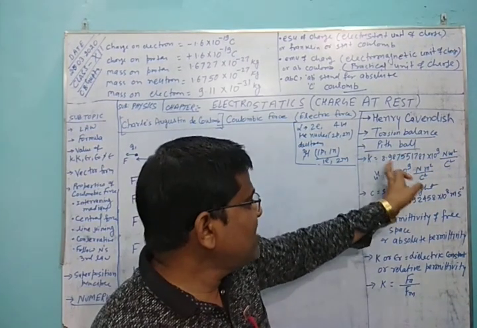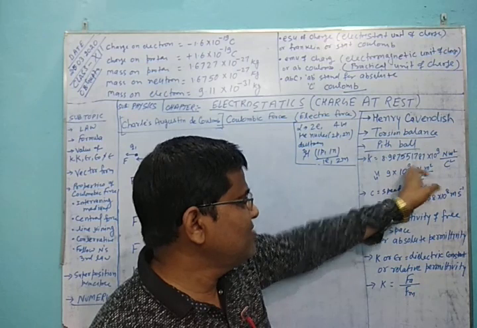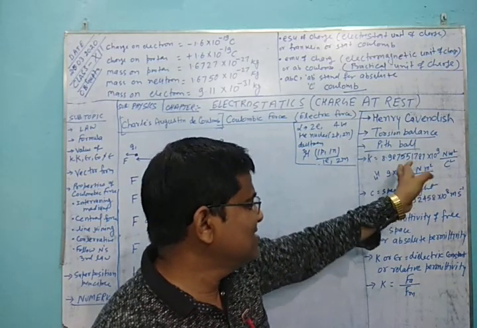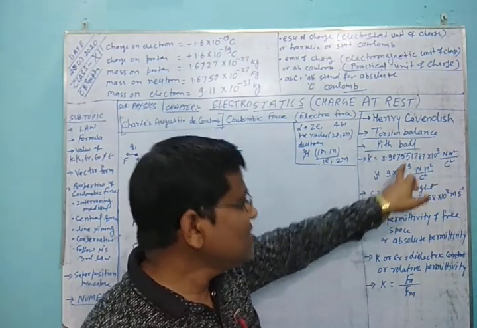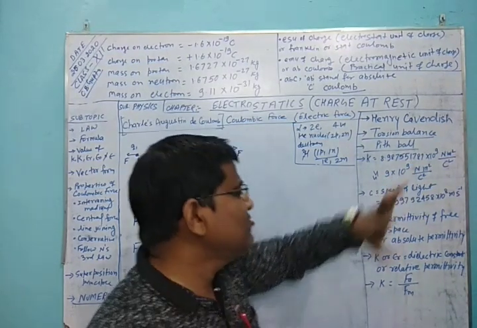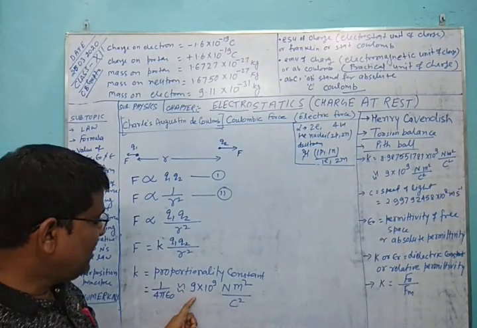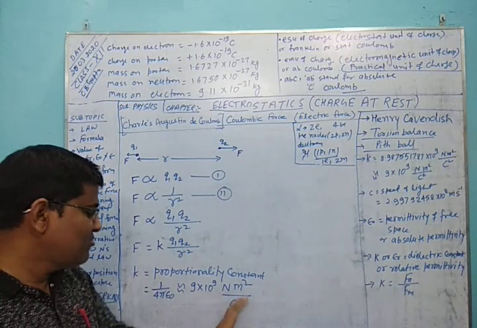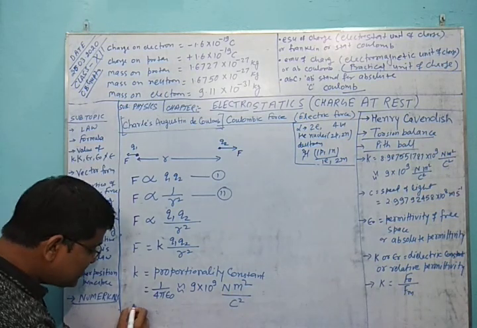The exact value is 8.98755, which is just like a mobile number, very tough to remember. So just remember 9 into 10 to the power 9 Newton meter square upon Coulomb square.